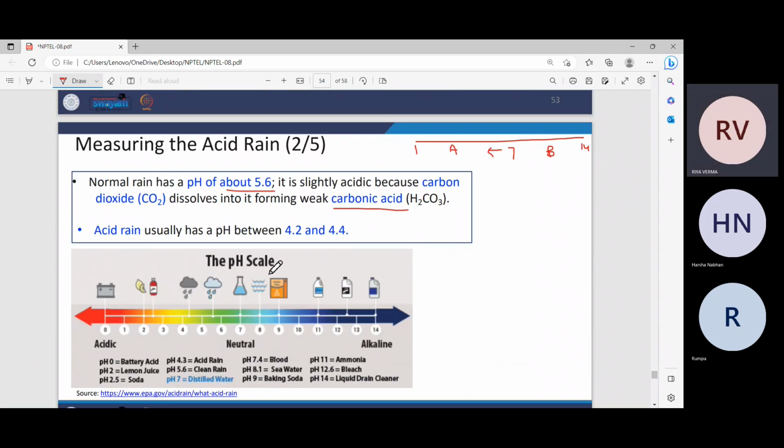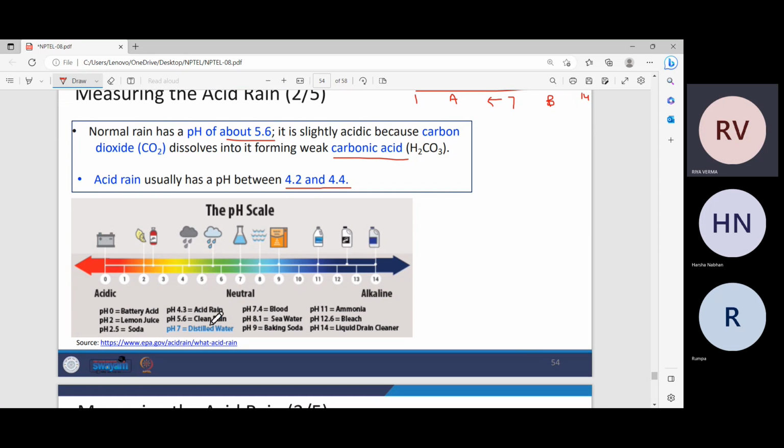Basically, this is the pH of normal rain, but the pH of the acid rain we discussed earlier is usually between 4.2 and 4.4, which is a considerable amount of acidity. These are some examples of pH values. Battery acid has a pH of almost 0. Lemon juice is almost 2. Soda has a pH of 2.5. Acid rain has a pH of 4.3. Normal clear rain has a pH of 5.6. Distilled water has a pH of 7.